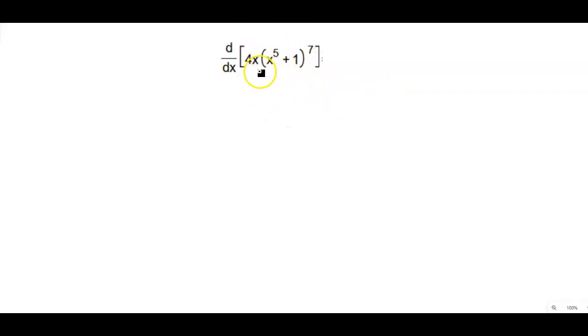Today we're going to take a look at applying a derivative to this function here. The function is 4x times the quantity x raised to the fifth power plus 1, all raised to the seventh power. So let's take a look at how we should accomplish this.